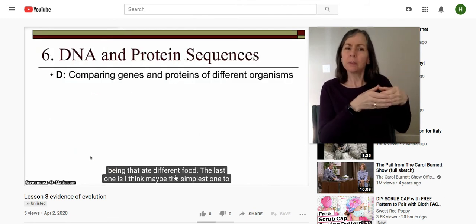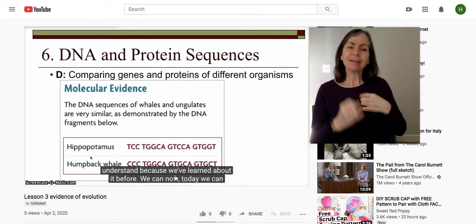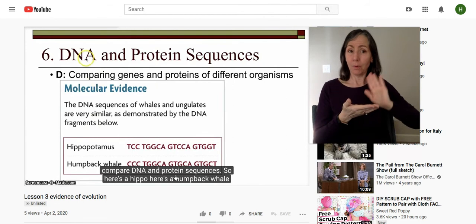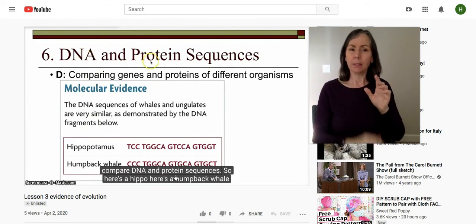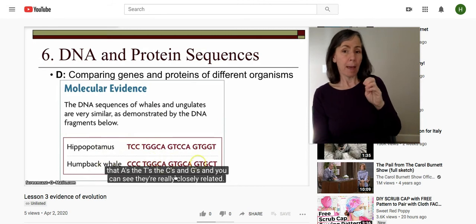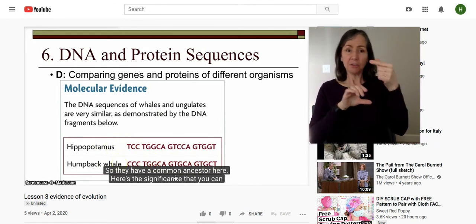The last one is, I think, maybe the simplest one to understand, because we've learned about it before. Today, we can compare DNA and protein sequences. So here's a hippo, here's a humpback whale, the A's, the T's, the C's, and G's, and you can see they're really closely related, so they have a common ancestor.